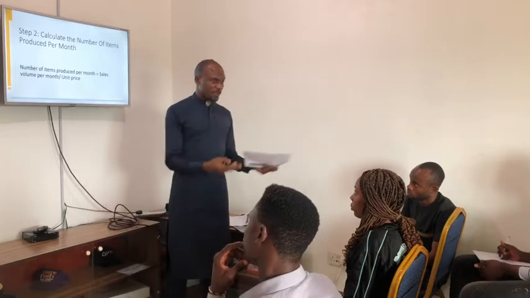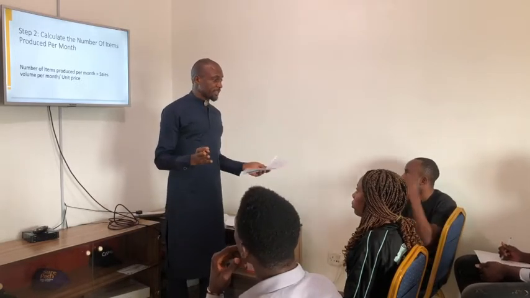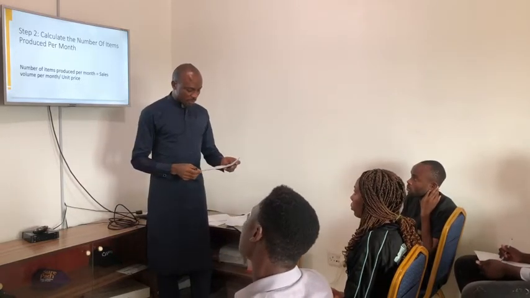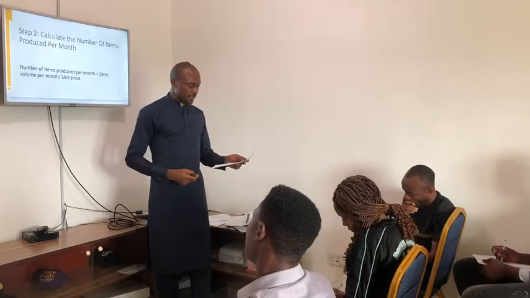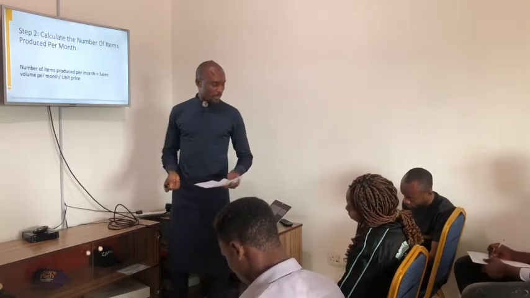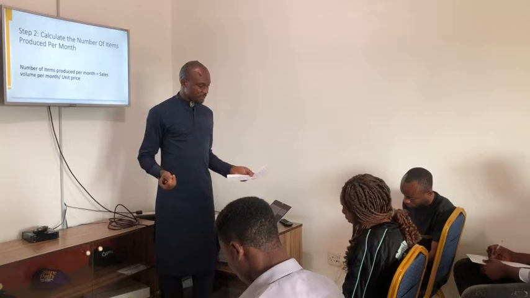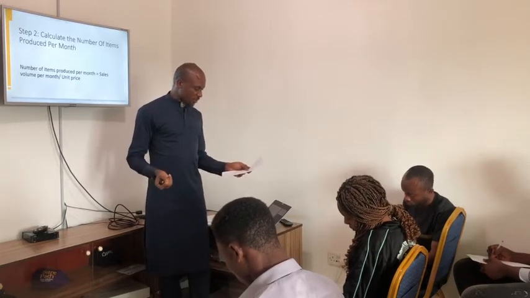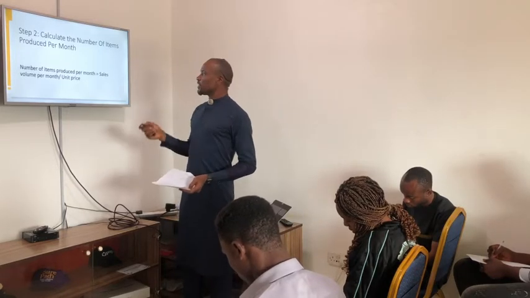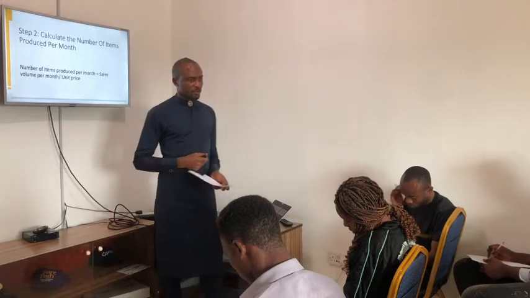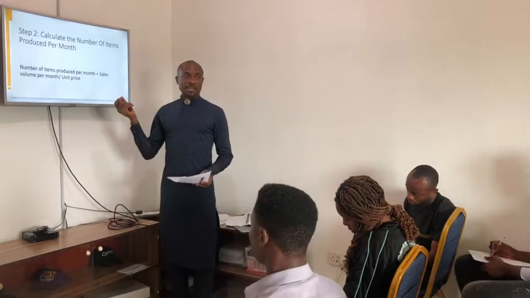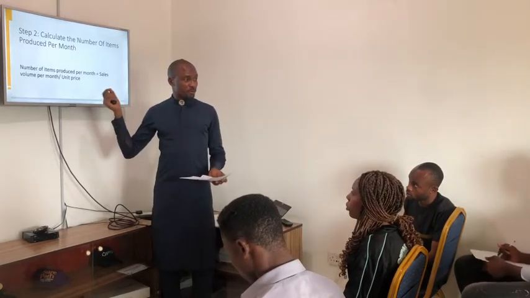Are we clear? Of course, there's a way you can actually just count the number of items you produce. But you can also do it this way. The sales volume, how much did you sell for the month? So let's assume that your total sales for the month is 12,500 naira. And your unit price, are we taking note? Yes. Your unit price is 125 naira. So what will be the total number of items produced for the month? 100.